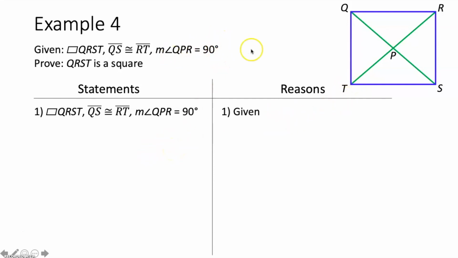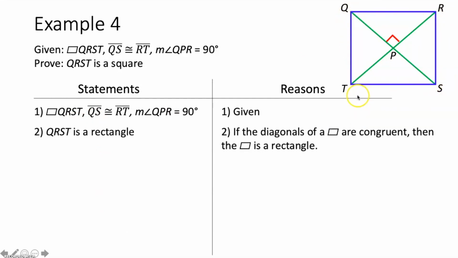We then know that the measure of angle QPR is 90 degrees, meaning that it's a right angle. So we could say that angle QPR is a right angle, meaning that segment QS and segment RT are perpendicular. And since the diagonals are perpendicular in this parallelogram, we could then say QRST is a rhombus. And then after that, because we've shown that it's a rectangle and a rhombus, we can say it's a square. Okay, that's what we're going to do. So first, we're going to say that QRST is a rectangle. And that's because if a parallelogram has congruent diagonals, then it's a rectangle.